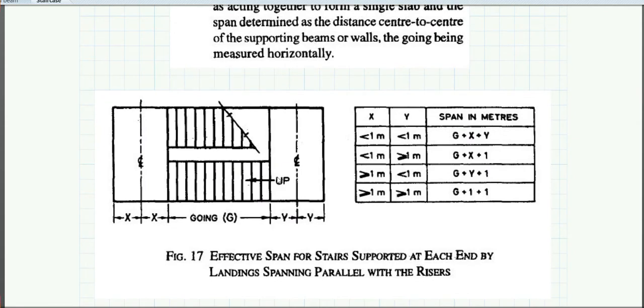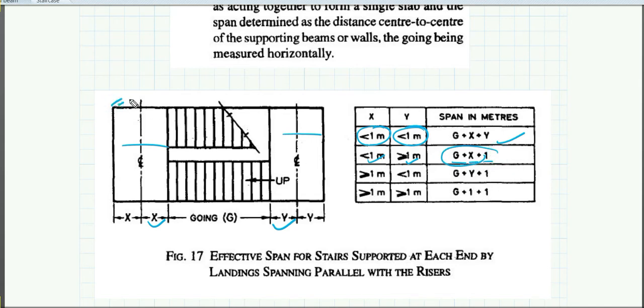This is figure 17. Here you can see x, y. This is the landing, this is the landing over here, and this is the landing. So depending upon different conditions, if x is less than 1 meter and y is less than 1 meter, then the span should be z plus x plus y. If x is less than 1 meter and y is greater than or equal to 1 meter, then it is z plus x plus 1. So something like this you have to find out.